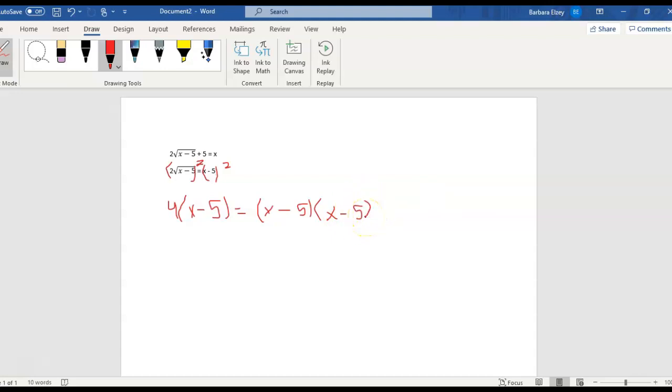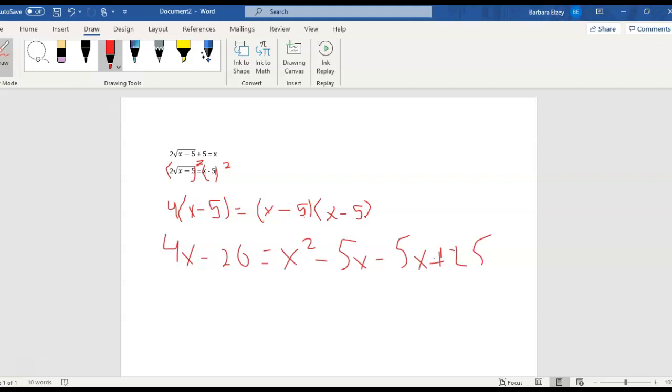Okay, so let's multiply the 4 through the parentheses. We'll get 4x minus 20. And then on the right side, let's FOIL this out. So x times x is x squared. x times minus 5 is minus 5x. Negative 5 times x is negative 5x. And then negative 5 times negative 5 is 25.